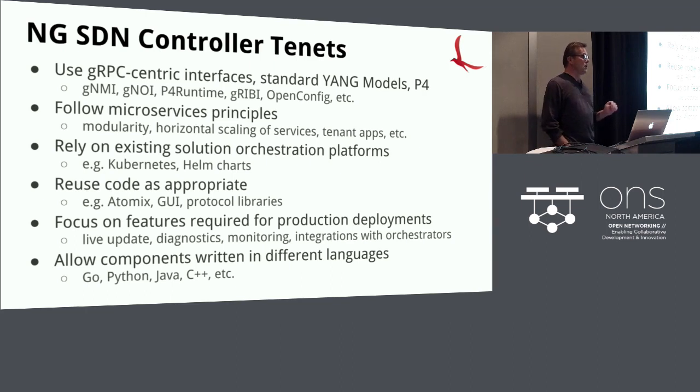From the start, we want to focus on operational issues, things that will be required in production, as our experience showed us, things like live update, support for diagnostics, support for monitoring of the software itself, the whole FCAPS suite, as well as various integrations with orchestrators such as ONAP. And of course, following these principles will also allow us to use additional languages. We're no longer captive to Java. So most likely the next generation will be written primarily in Go, Python possibly, and Java also.